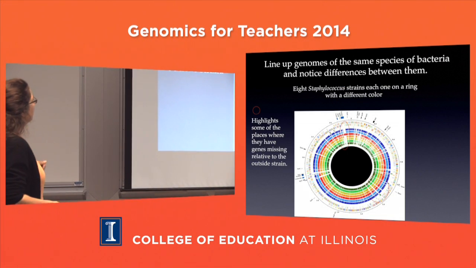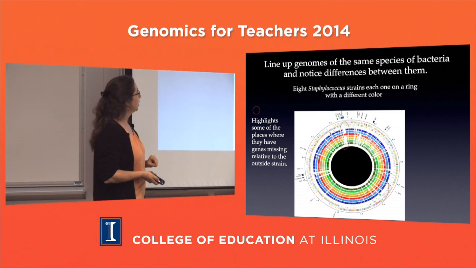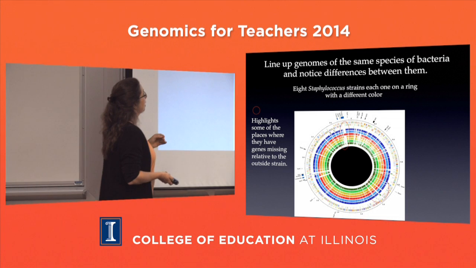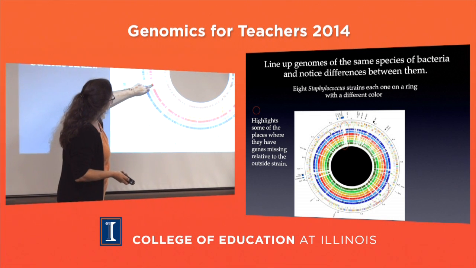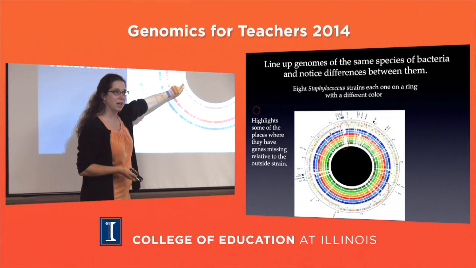So here's an example of Staphylococcus. You guys are probably familiar with Staph aureus, MRSA. So this is an example of 8 Staphylococcus strains. Each one of these rings is a different genome of a different Staphylococcus from the isolates.